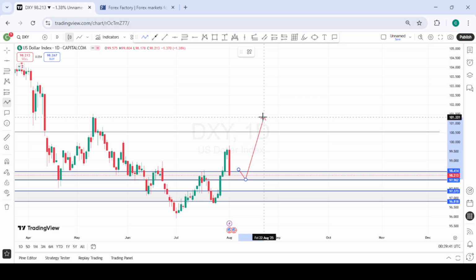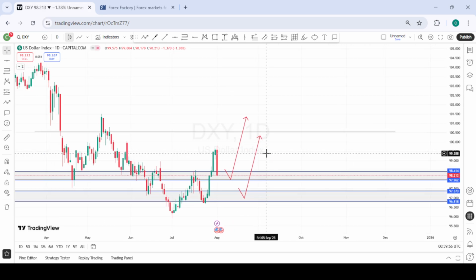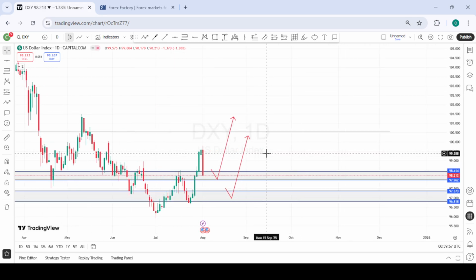Buying opportunities from this area of interest to the upside, or come to the second area of interest below and look for buying opportunities like an inverted head and shoulders, a double bottom, or a bullish engulfing, or anything that will show us or give us clear signs that price wants to buy to the upside.